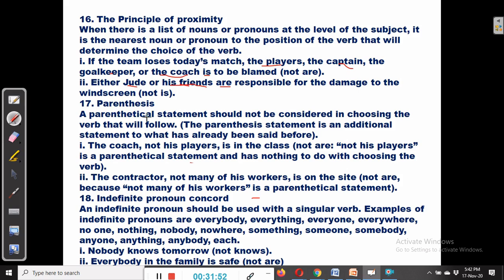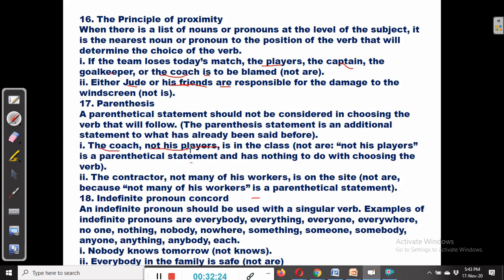Rule number 17 concerns parentheses. A parenthetical statement should not be considered in choosing the verb that will follow. The parenthetical statement is an additional statement to what has already been said before. For example, the coach, not his players, is in the class. So here is similar to what we considered as an accompaniment earlier on. But the real subject is the coach, which is singular.